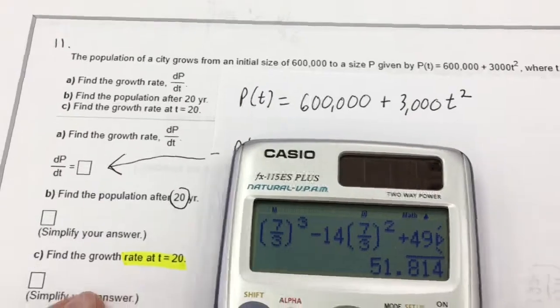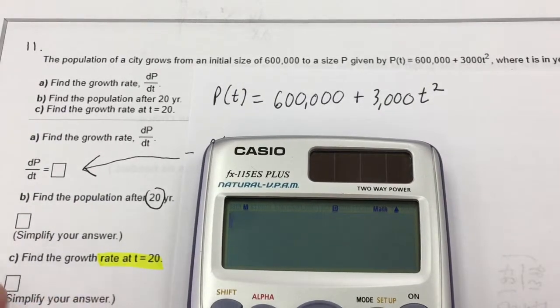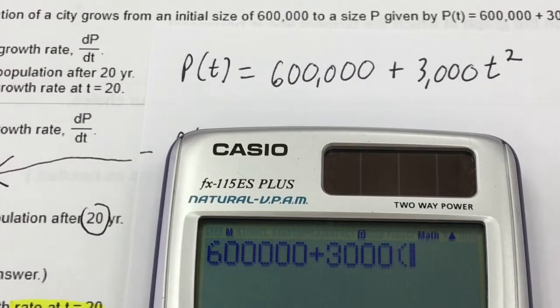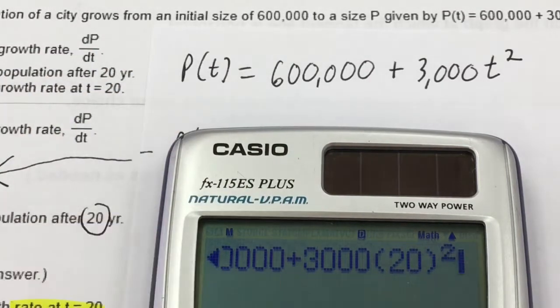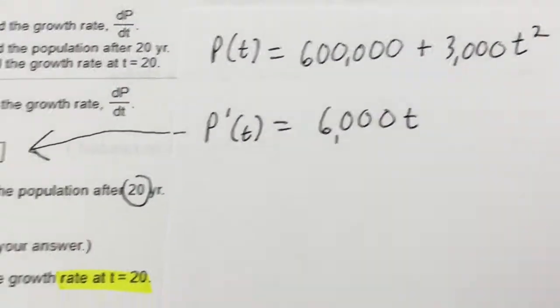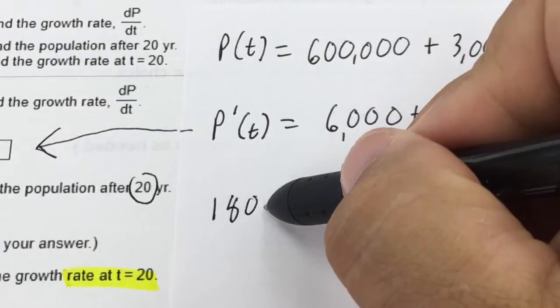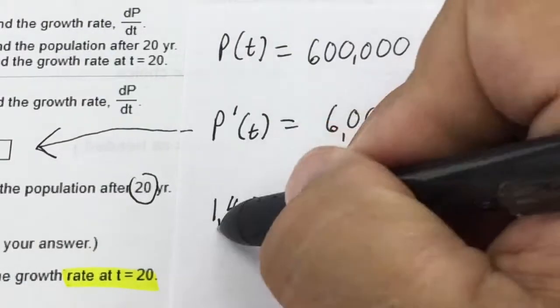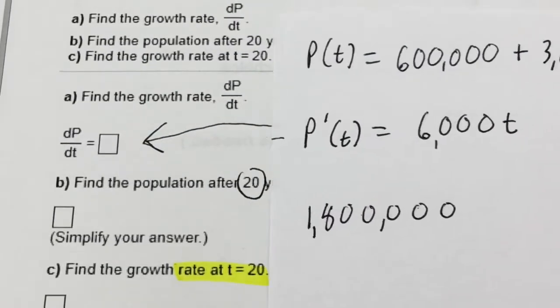I'm going to use a calculator for it. Clear out my last problem, and it's going to be 600,000 plus 3,000 parentheses, and I'm throwing in the 20, close parentheses squared, hit equals, and I get my population after 20 years. And you have to be careful counting the zeros, 1, 2, 3, 4, 5 zeros. 180. So 1,800,000 after 20 years.